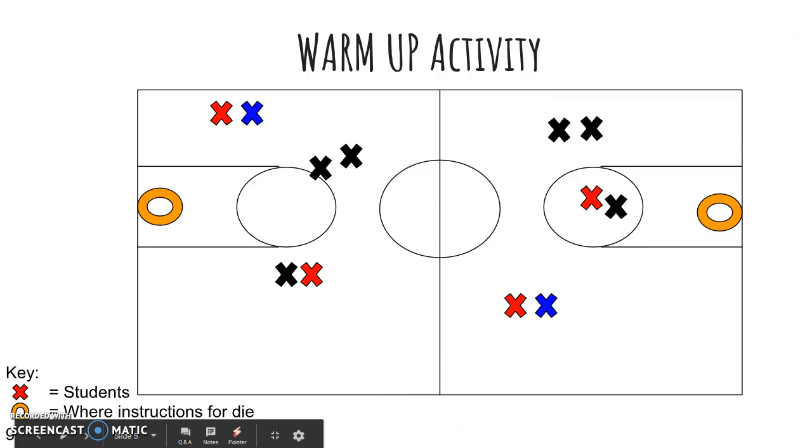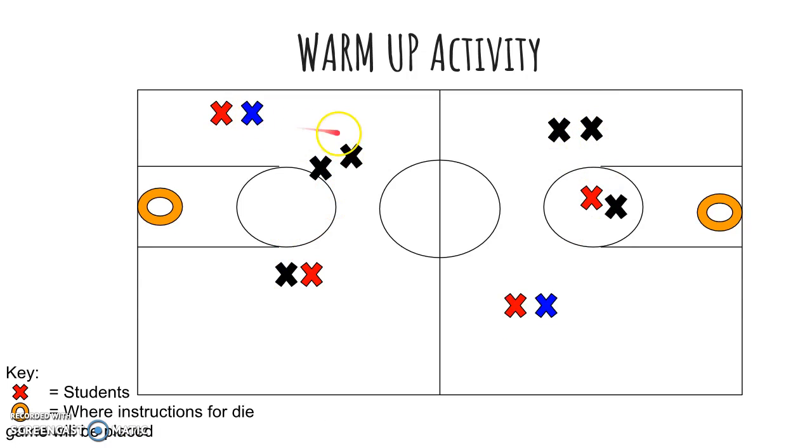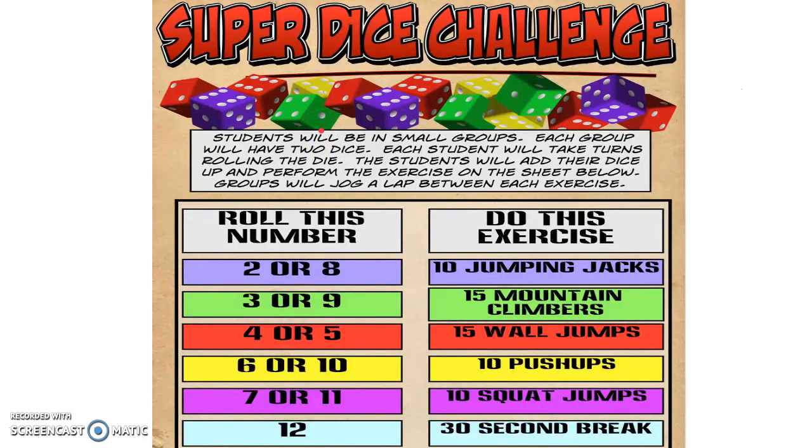So during the warm-up activity, students will find a partner as seen here. They're all in partners, and they'll be spread around the basketball court. Once they've found a partner, they're going to play a super dice challenge as a warm-up.